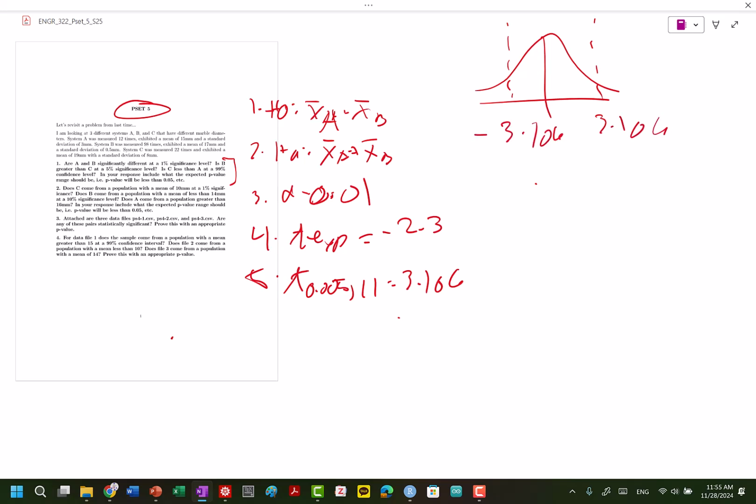So where are we falling? T experimental is going to fall at minus 2.3. So we are in the do not reject region. P is greater than our alpha, or in this instance, our alpha over 2. Excellent.